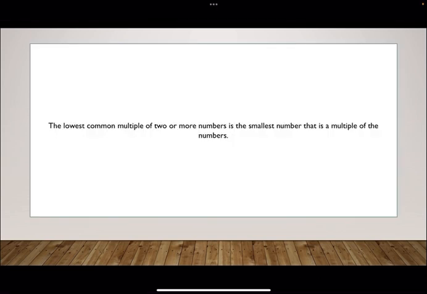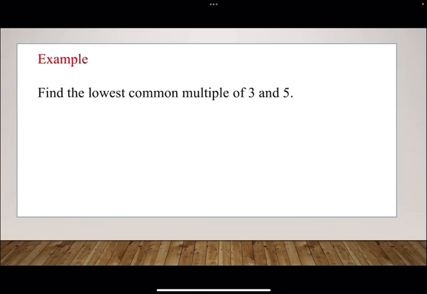Now, the lowest common multiple of two or more numbers is the smallest number that is a multiple of those numbers. So imagine having the multiples of two or more numbers and you're looking for one that is in both lists, and we're looking for the smallest one that is in both lists.